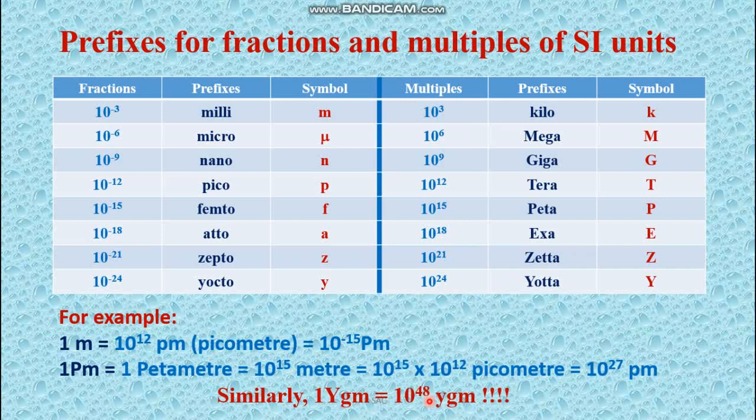And similarly 1 yottagram is actually 10 to the power 48 yoctogram. That means there are 48 zeros after 1. So don't make any mistake, be case sensitive. If you put anything small instead of capital or anything capital instead of small, there will be a huge error. Okay, so this is about this slide, which is regarding prefixes.